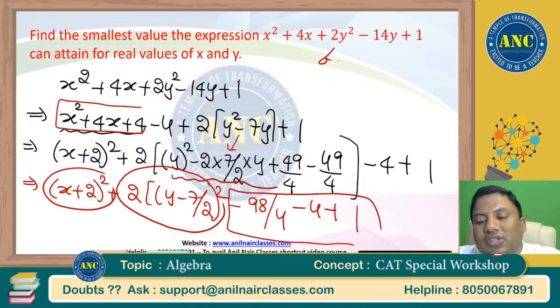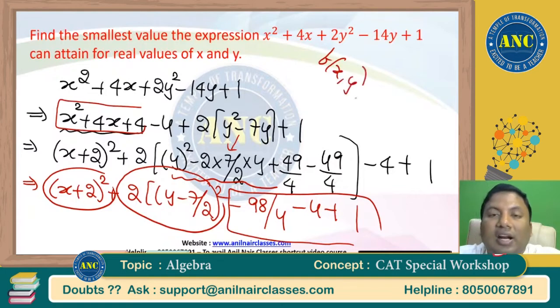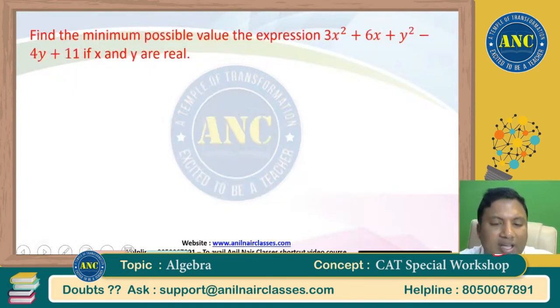If there is a function f of x, y, try to write it as a function of squares, because a square is greater than or equal to 0. Plus 4 and minus 4: x plus 2 whole square, 2 into y minus 7 by 2 whole square. Put all the remaining constant values on the right hand side and solve it. Whatever value you get is the answer.